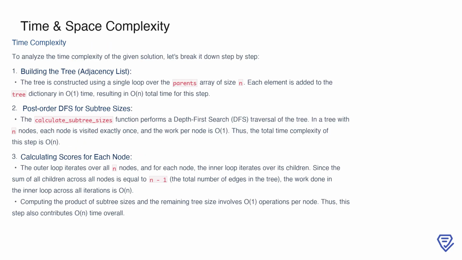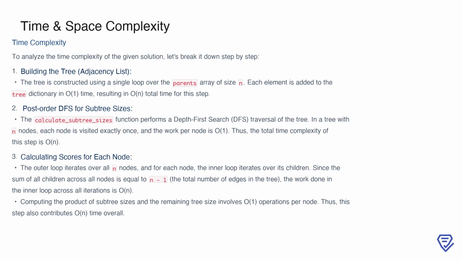To analyze the time complexity of our solution, we need to consider the major steps involved. First, we have the tree construction, where we build an adjacency list from the parents array. Since this array has a size of n, and we process each element once, the time complexity for this step is O(n).